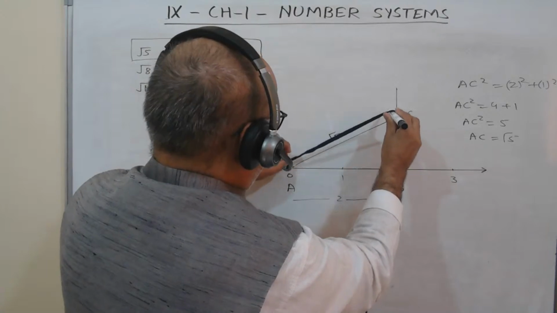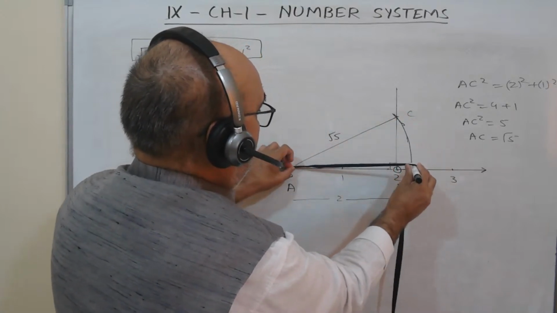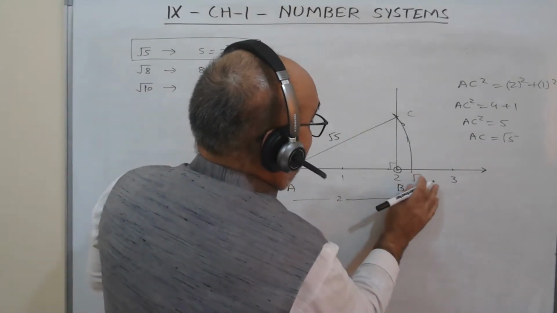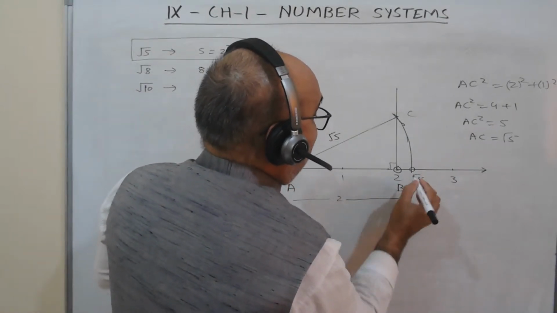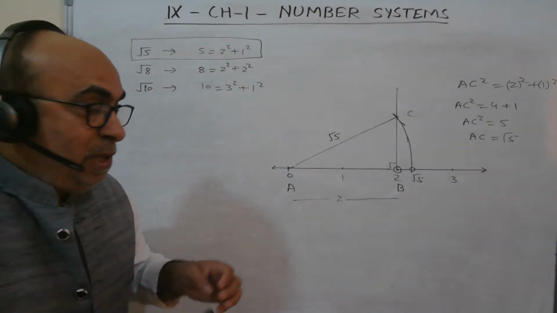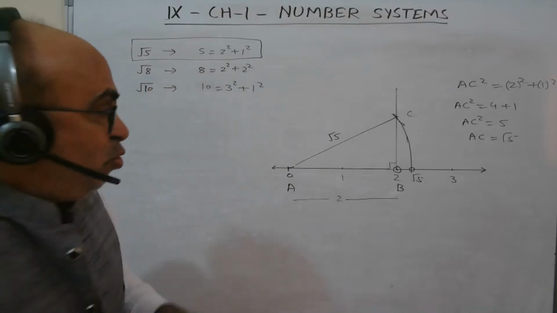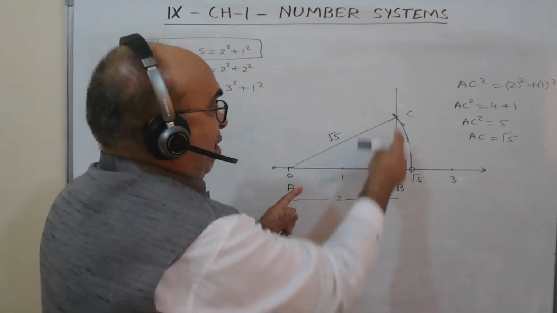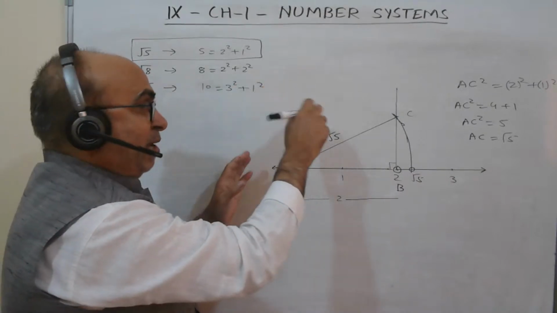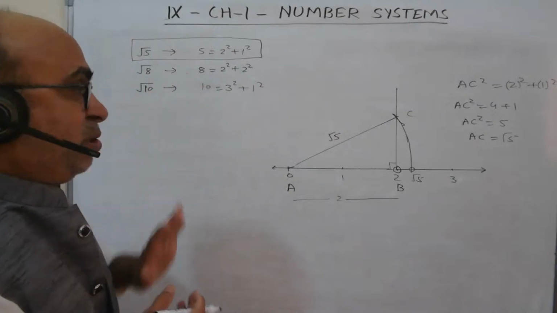This is compass. By using compass you have to do. So this point represents square root 5 on the number line. Same thing you have to do in case of square root 8. What you do? 2, then perpendicular, then here you have to take 2 because the second number is 2. And then the same process you can get square root 8.